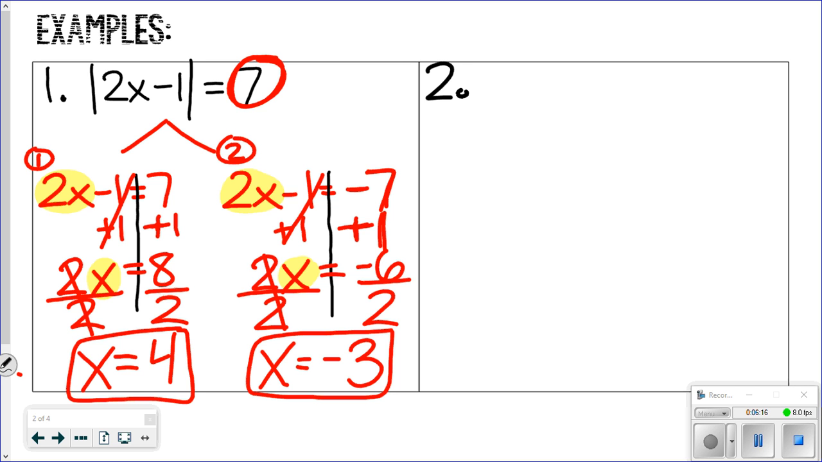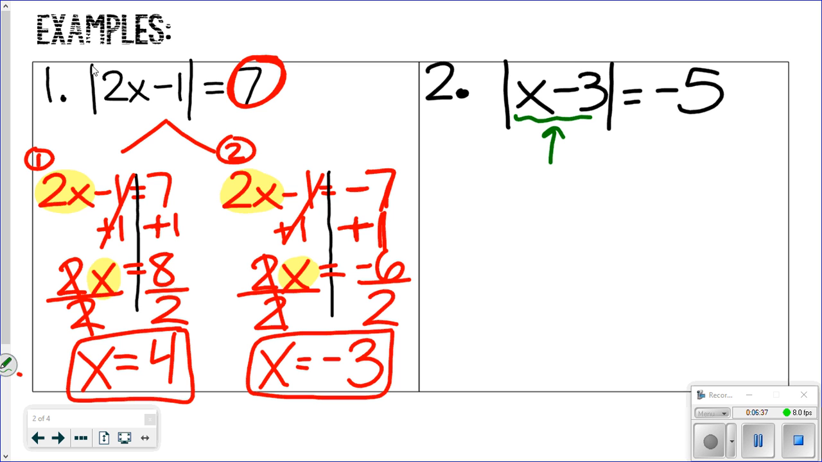Question 2. The absolute value of x minus 3 equals -5. So this is saying what two x values are -5 units away from 3? Or what could I plug in right here that's going to give me -5 units away?